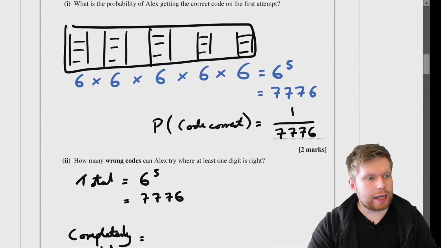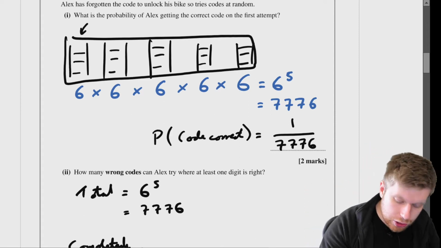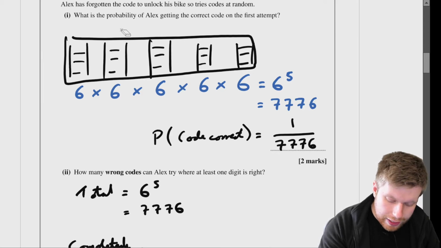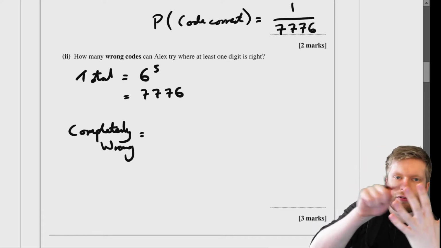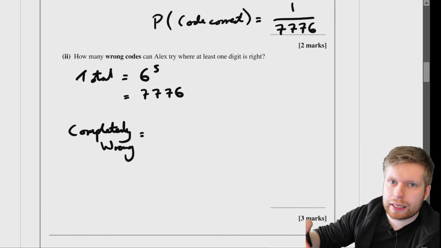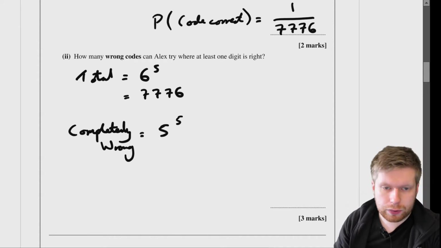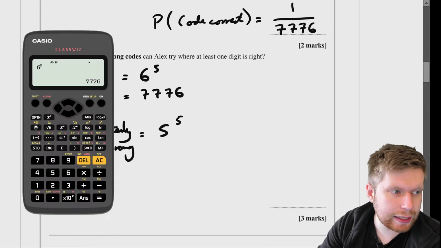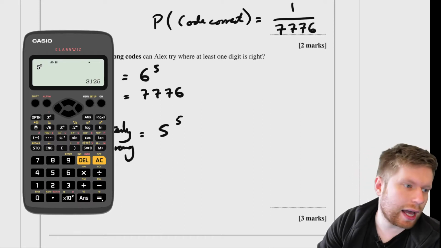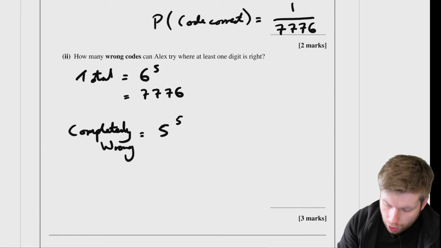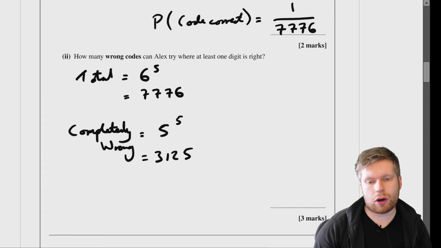Well, if you think about it, in each position, there are going to be 5 numbers that aren't correct. So there'll be 5 numbers in this position which aren't correct, 5 numbers in this position which aren't correct, etc, etc. So the number of completely wrong codes will be, I just select any of the 5 digits in each of the 5 positions that are completely wrong. So in other words, 5 times 5 times 5 times 5 times 5, or 5 to the power of 5. If I check out 5 to the power of 5 on my calculator, that will give me 3,125. So it's 3,125 completely wrong codes. In other words, none of the digits are correct on my lock.